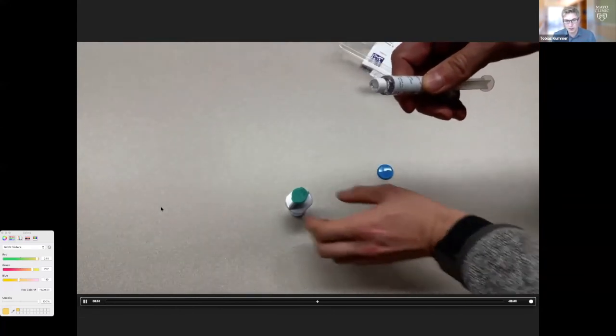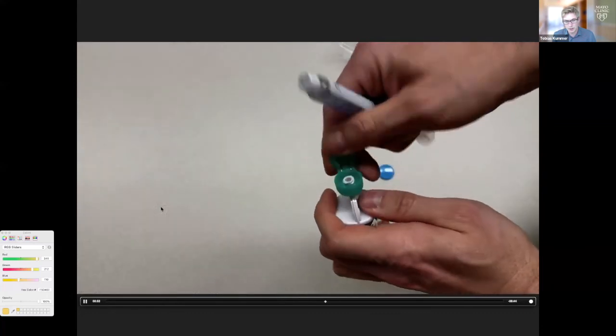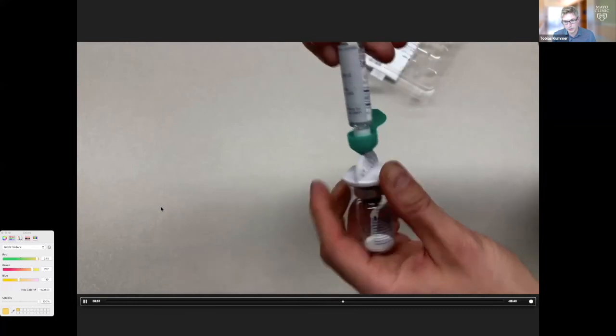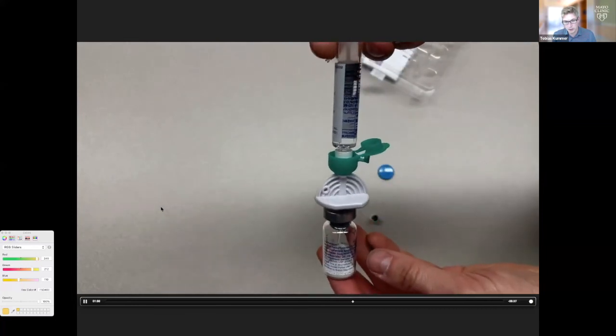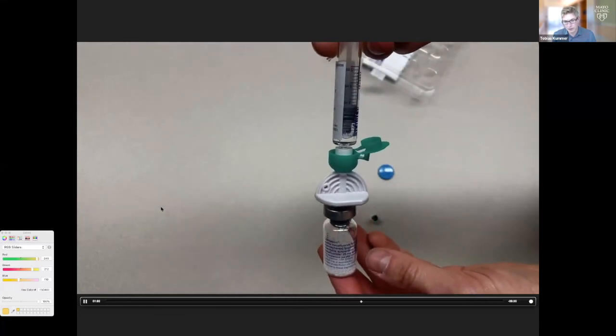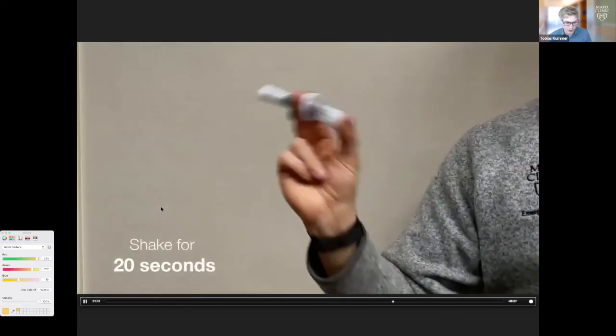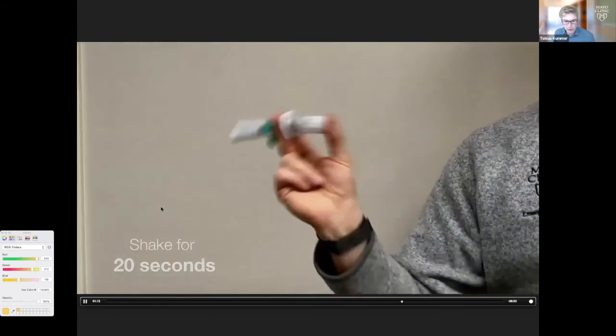Then you take the cap off, and then you inject the saline into the vial with the contrast powder, and then you activate it by shaking it. You have to shake it for 20 seconds like this, and then it's done. Then you have a milky white solution that you can then pull back into the syringe, and then you're ready to go.